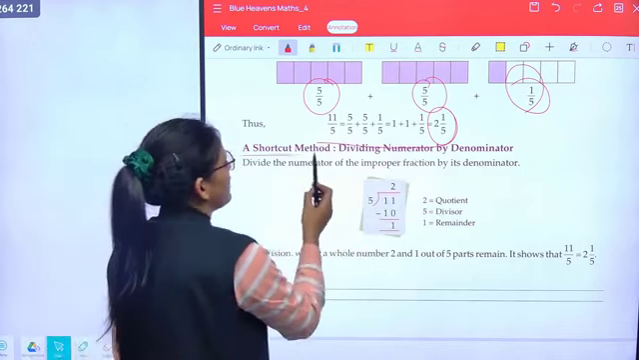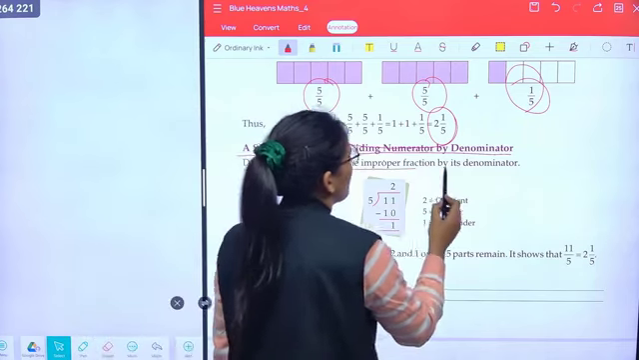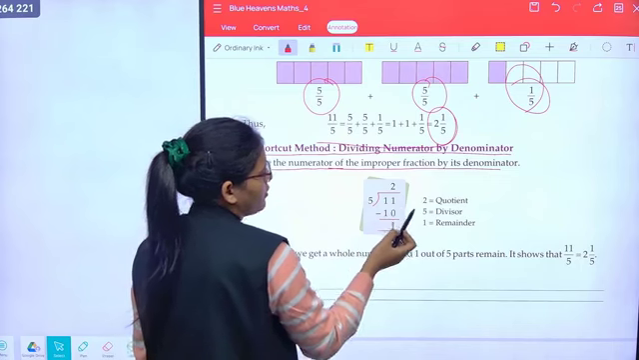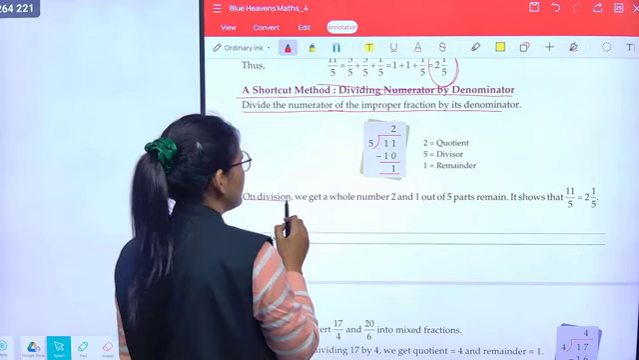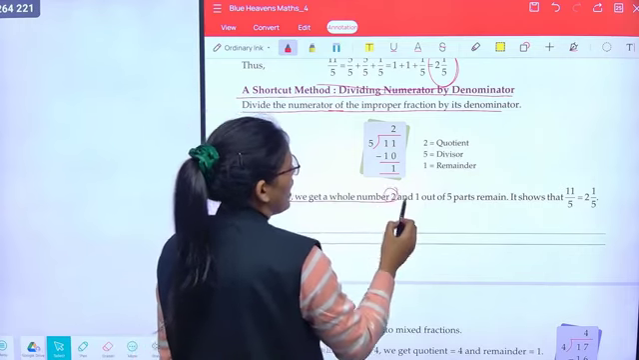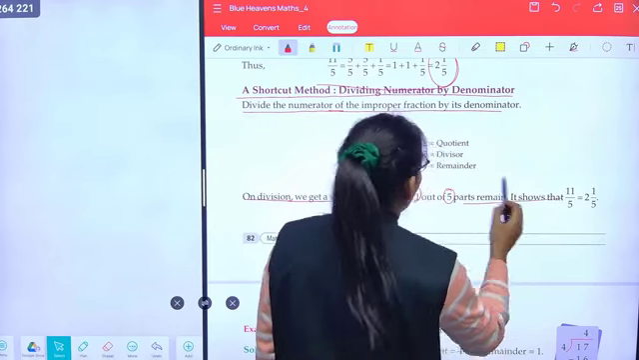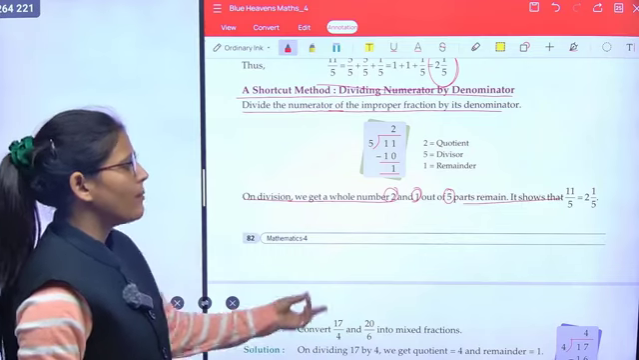A short method: dividing the numerator by the denominator. Divide the numerator of the improper fraction by its denominator, 5 twos are 10. Now the quotient will be 2, the divisor 5 and the remainder 1. On division we get a whole number 2 and 1 out of 5 parts remain. It shows that it is 2 1 by 5.